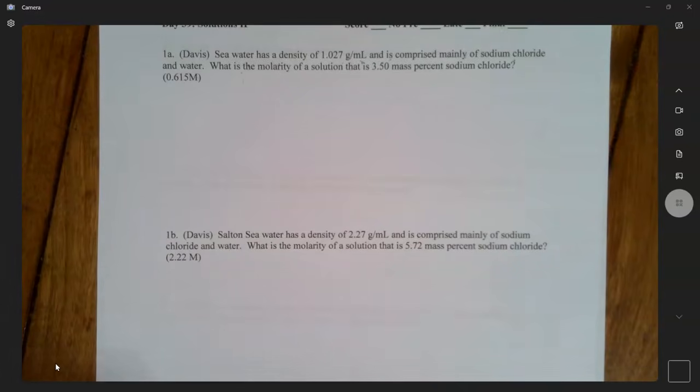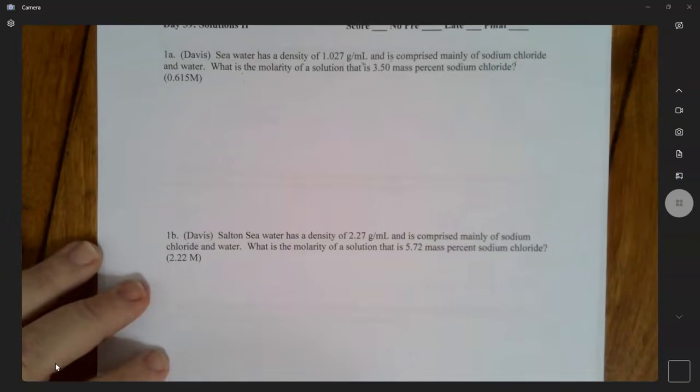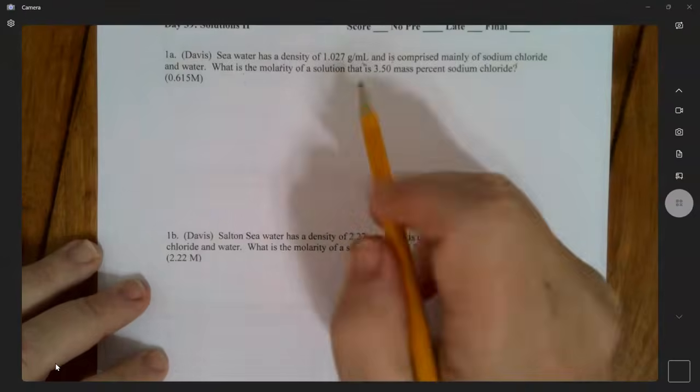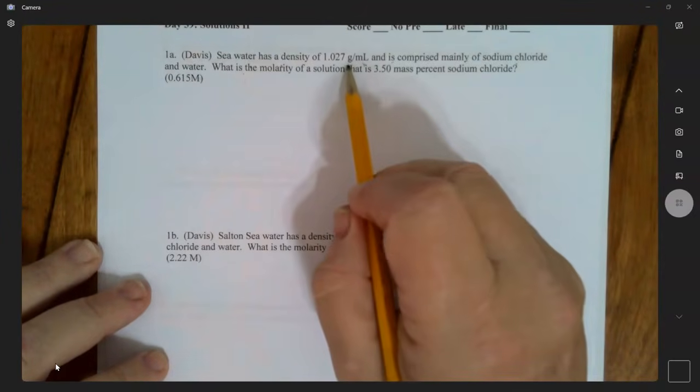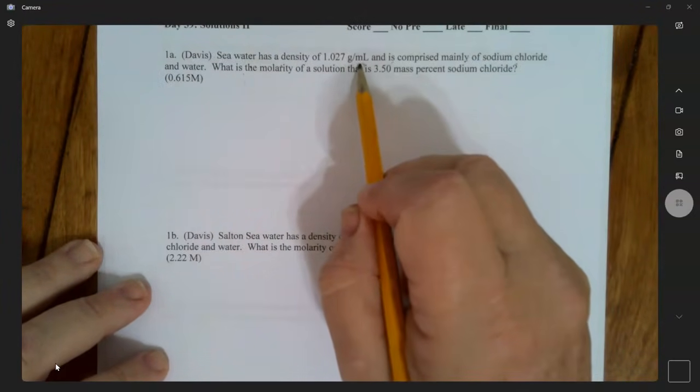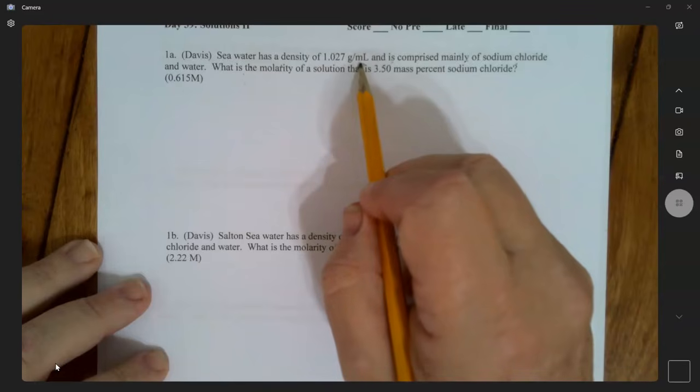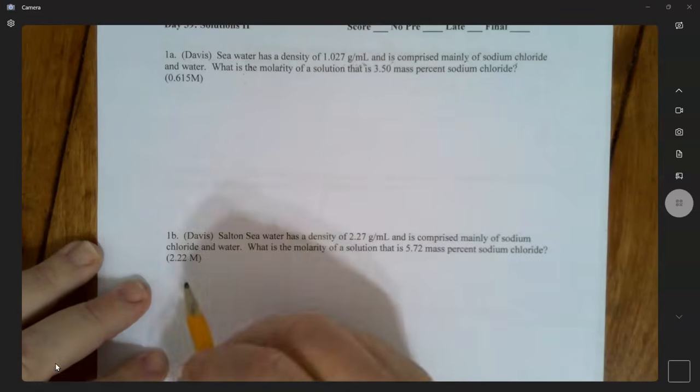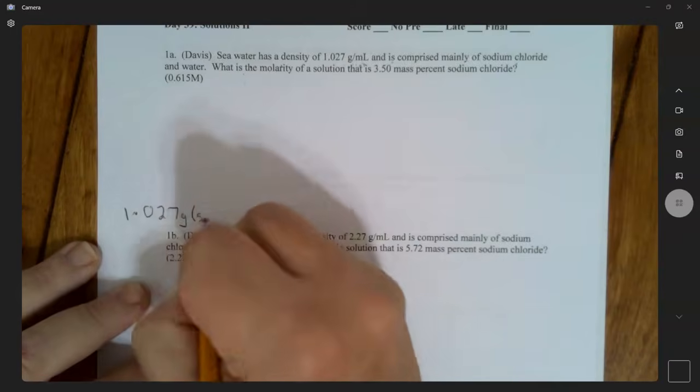good at them. So seawater has a density of 1.027 grams per milliliter and is comprised of sodium chloride and water. What is the molarity of a solution that is 3.5 mass percent sodium chloride? Okay, so there's a lot going on here. So first let's start with the density. Density is what relates the mass, or how much a substance weighs, to how much space it takes up. That's called density. And you can write that as an equivalency like this.